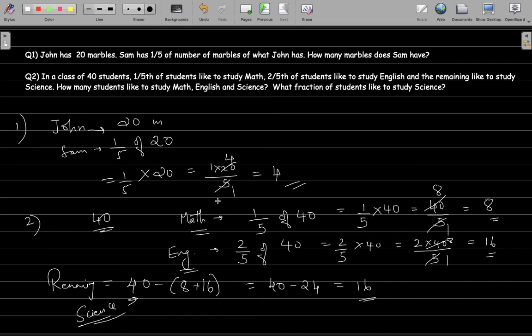Now what fraction of students like to study science? Out of all the 40 students, 16 students like to study science. This is the fraction, right? 16 upon 40, when you cancel, 8 times 2 is 16, 8 times 5 is 40. So 2/5 of the students like to study science.